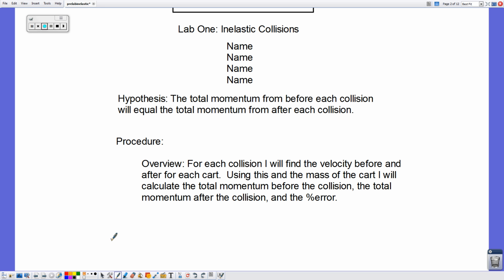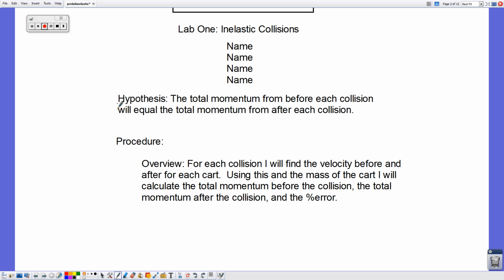Open up your lab notebook to the next clean, unused page. This is going to be called Lab 1. Inelastic collisions. Underneath Lab 1 inelastic collisions, if you're writing this down, I want you to list the name of everyone in your group.